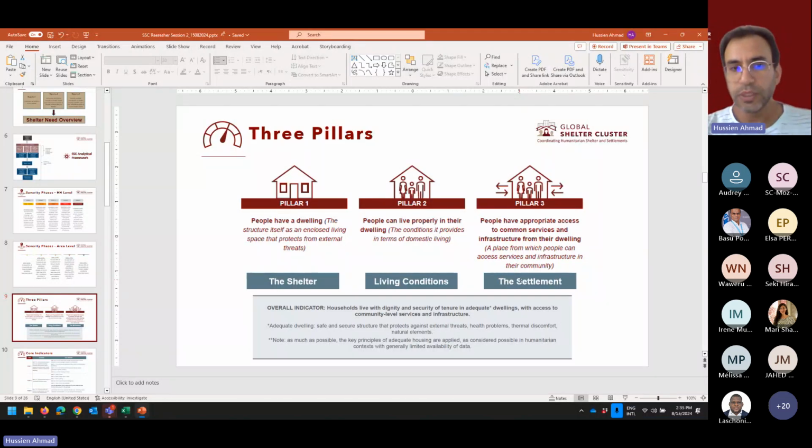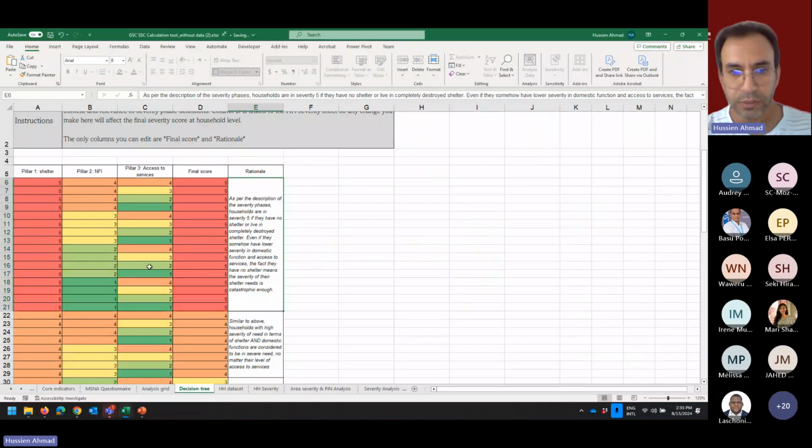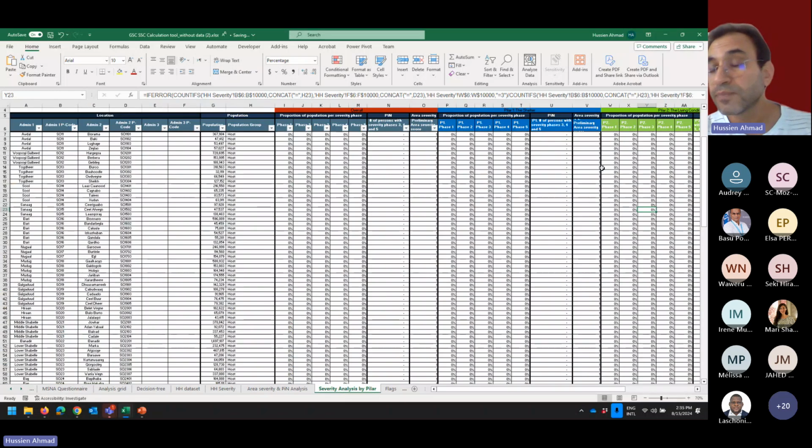As well, I will show you one more thing here in the tool. We have the severity analysis by pillar. You can still zoom down your analysis to see on the shelter how many people are in need, on the living conditions how many people are in need, on the community or the settlement how many people are in need and how high their needs are. And this will allow you to do more on the planning.